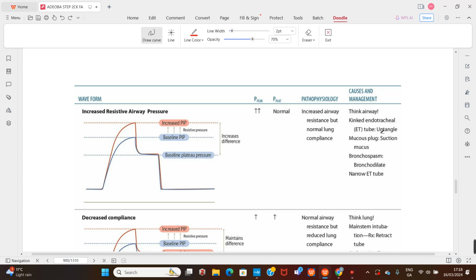So people with a kinked endotracheal tube, you remove it and untangle. People with mucus plug, you suction out that mucus, so that it doesn't occlude the airway again and narrow the diameter. People with bronchospasm, asthma, you give them bronchodilator. If the tube is too narrow, you use the appropriate size endotracheal tube. So once you see any of these in your question stem, you know that they are definitely going to cause a problem with the resistive pressure, causing an increase in the PIP, but it will not affect plateau pressure. So look at it here. Increased airway resistance, but normal lung compliance. So think of anything that increases airway resistance with resistive pressure increase.